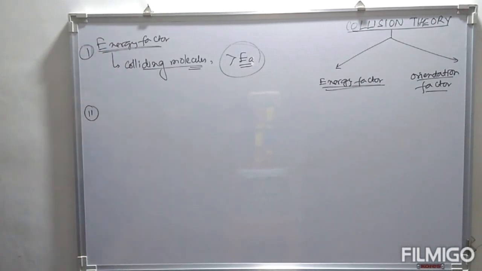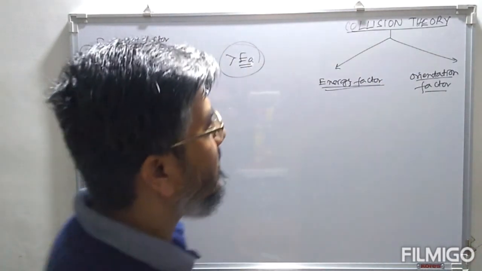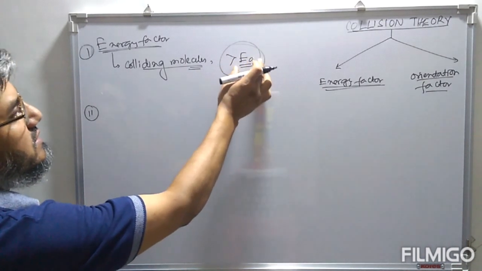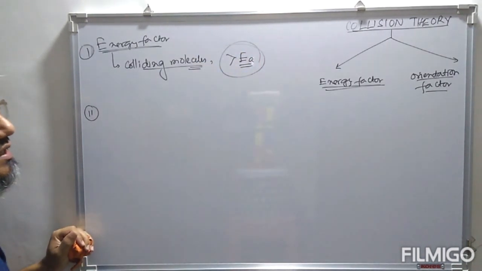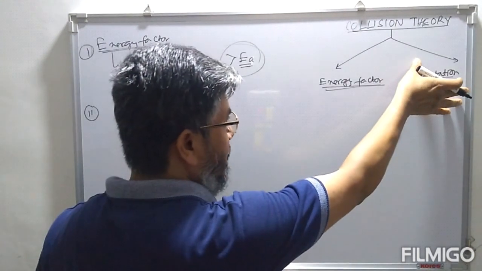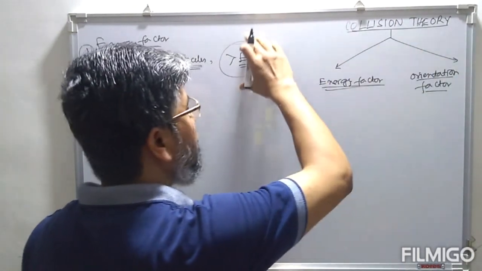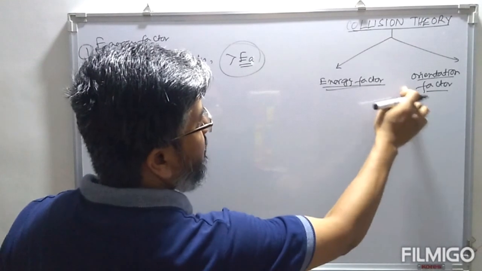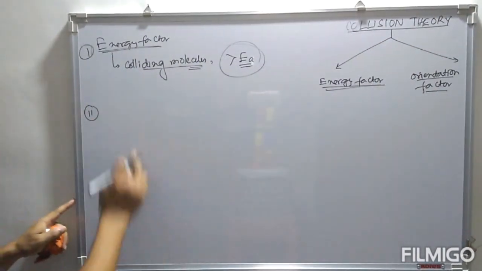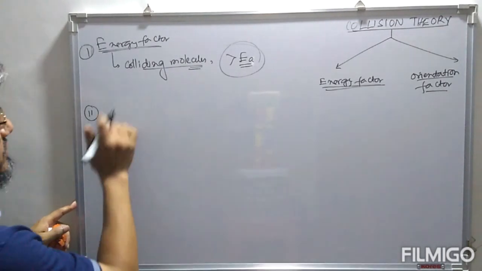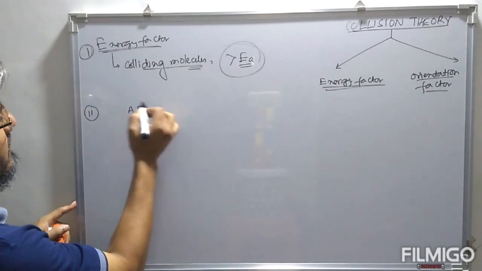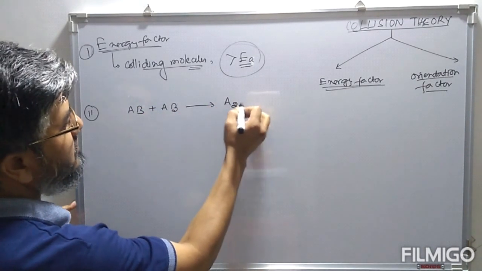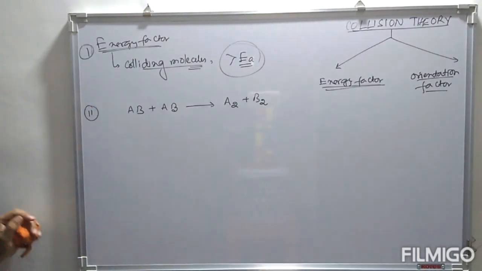Second thing: during collision, the molecular orientation has to be proper. Even if the molecules have energy greater than this minimum energy, if the orientation of the molecules undergoing collision is not proper, then the chance of product formation is less. So the reaction requires that the colliding molecules must have proper orientation. Let's explain this orientation. Suppose we have AB molecules combined with AB molecules, leading to the product formation of A2 and B2. Now let's take this.